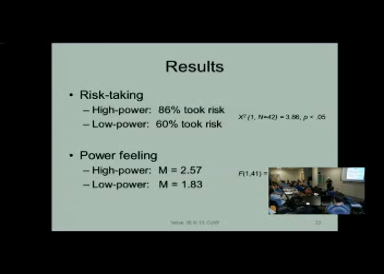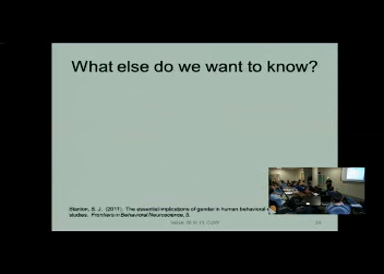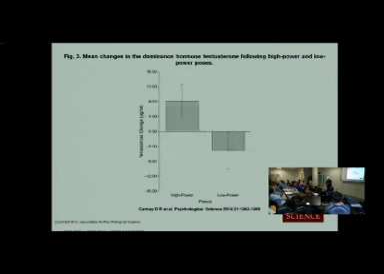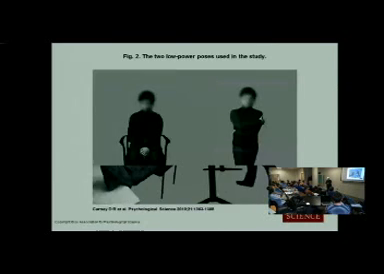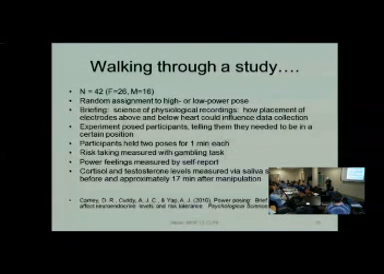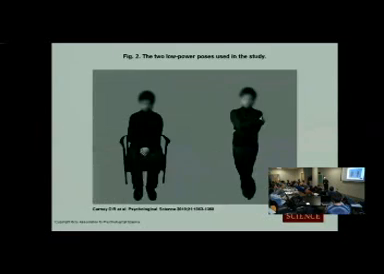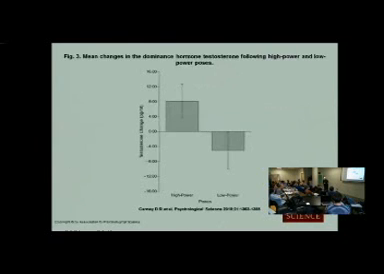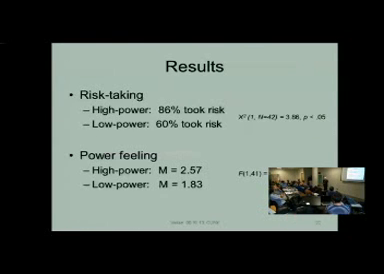And then risk-taking, those people who adopted the high power pose, 86% of them took a risk. And in the low power pose, only 60% of them took a risk. And power feeling, the high power people, remember this was a scale of 1 to 4, reported feeling a higher degree of power. Okay, so this was published in Psych.